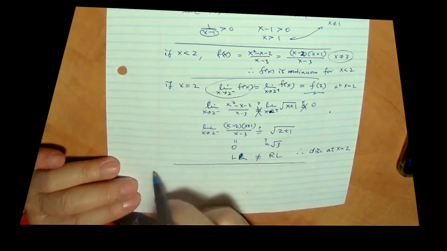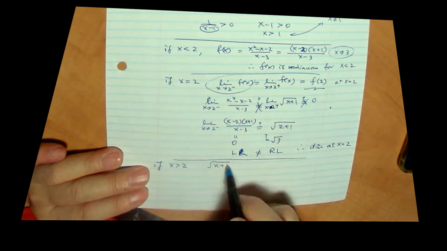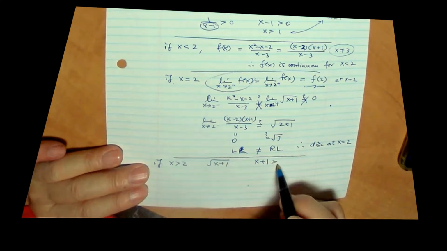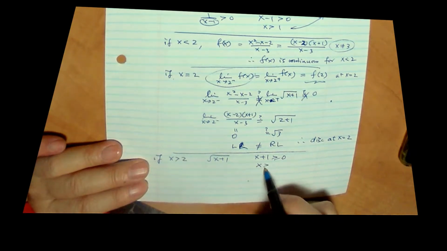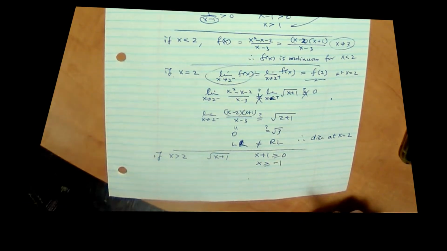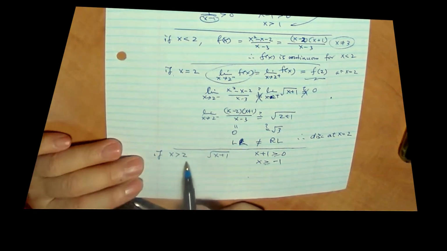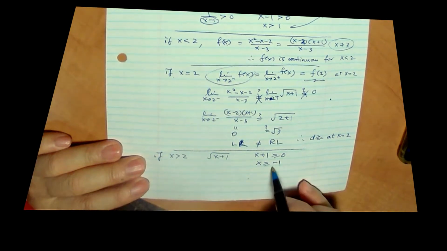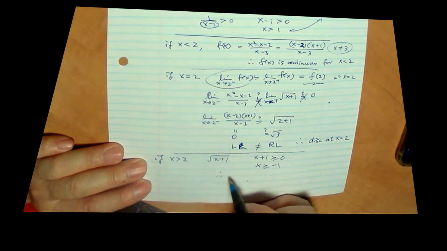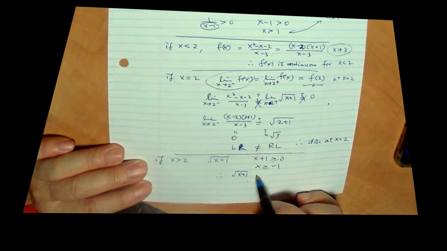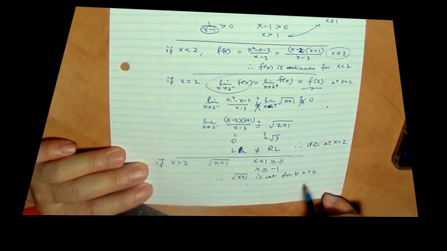Okay, now what if x is greater than 2? If x is greater than 2, you use square root of x plus 1. What's the domain? The radicand inside the square root has to be greater than or equal to 0, which means x has to be greater than or equal to negative 1. But this is already greater than 2. So anything greater than 2 will already be greater than negative 1. Therefore, nothing will make this one illegitimate. And therefore, the function square root of x plus 1 is continuous for all x greater than 2.